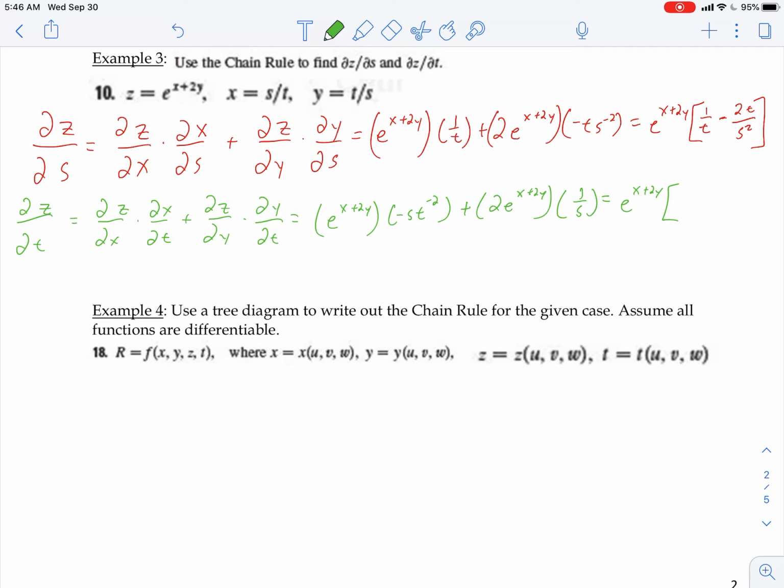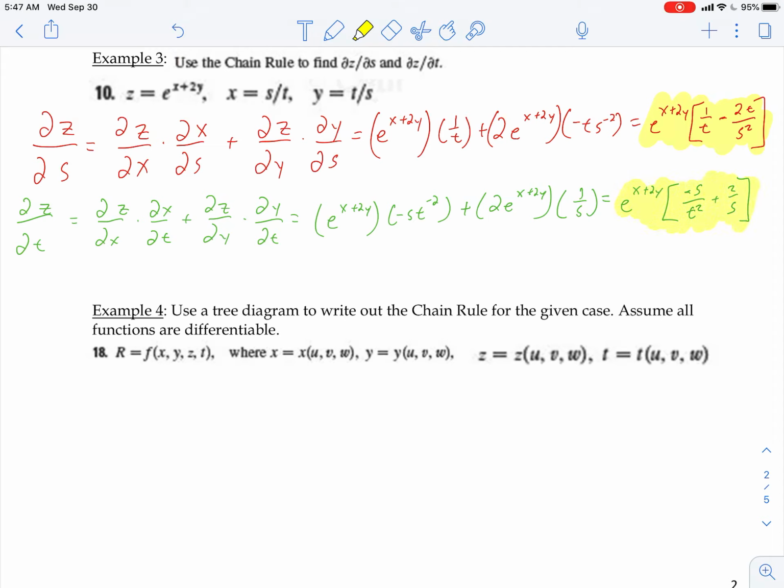And the same thing, we can pull out an e to the x plus 2y. And then we're going to be left with negative, and we could actually move this to the back if we wanted to. I'm just going to keep it here, negative s over t squared plus 2 over s. All right. And again, if you have any questions, let me know. All right, so that does it. So those are the two partial derivatives.